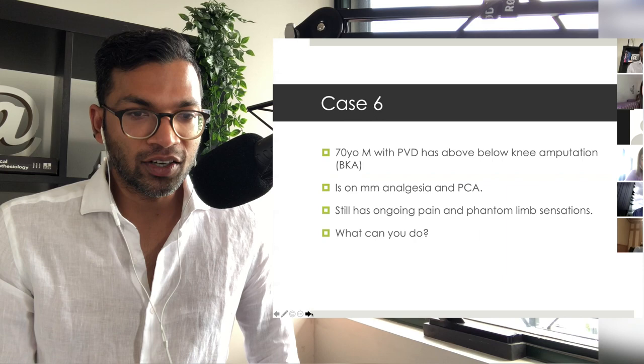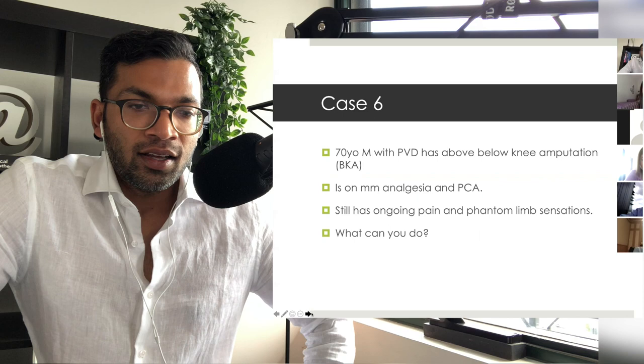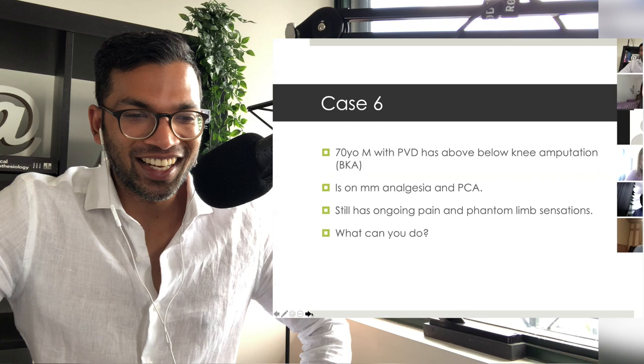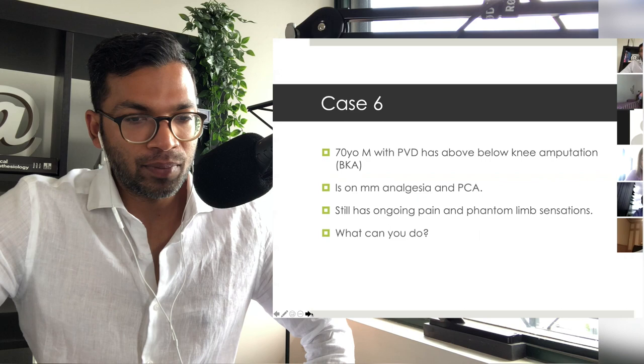A 70-year-old male with peripheral vascular disease has a below knee amputation, a BKA. You can also have an above knee amputation; I forgot to take out the above there. He is on everything, multimodal analgesia and a PCA, but still has ongoing severe pain and phantom limb sensation. So what can you do?